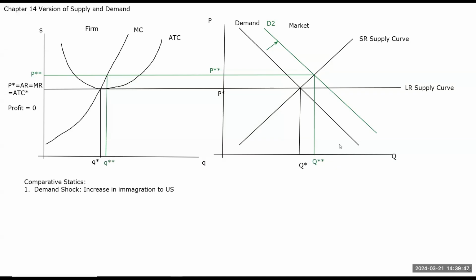So I think that is it. Price goes up, quantity at the market goes up, quantity at the firm level goes up, and profit goes up. So here, since price is greater than average total cost, profit is greater than 0. That's what happens here.